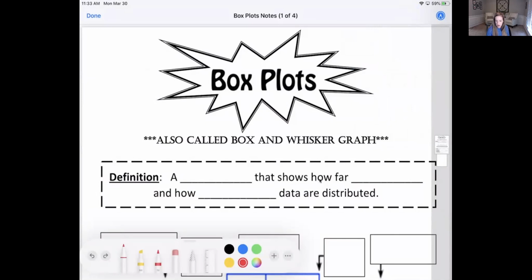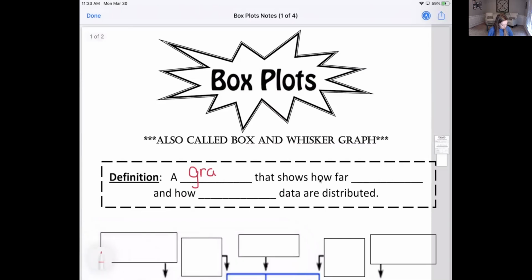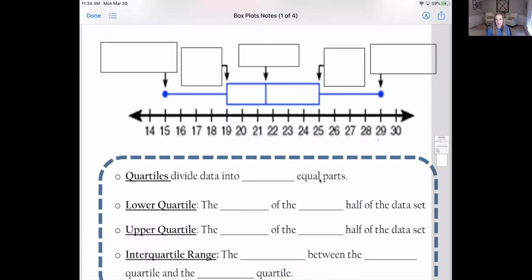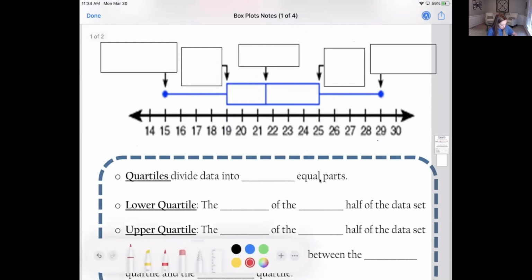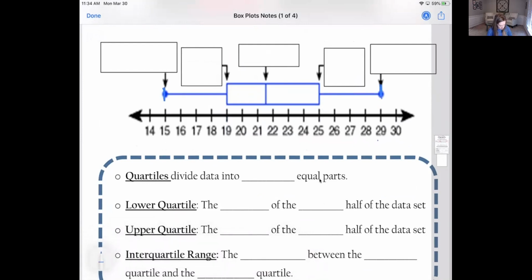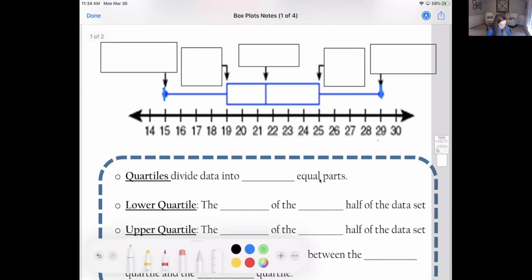The definition of a box plot is that it is a graph that shows how far apart and how evenly data are distributed. That's not super important for what we're doing today, but that is what a box plot is. This next part is super important. The box plots that you're going to see on Odysseyware, instead of these dots down here, have a line. So I'll just change that to be a line, but other than that, it's the same thing.